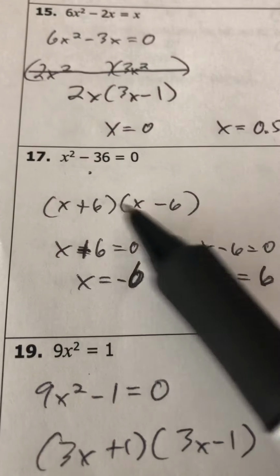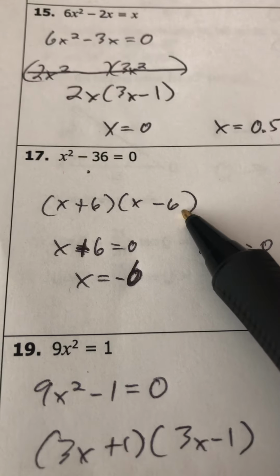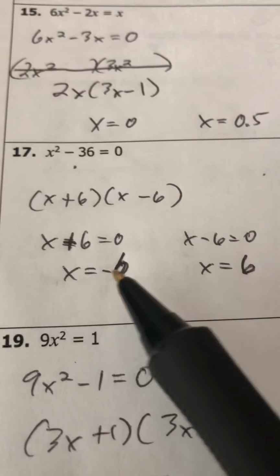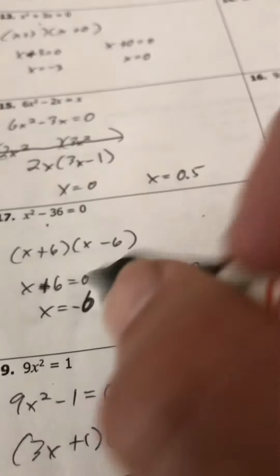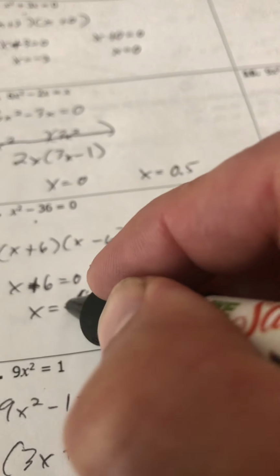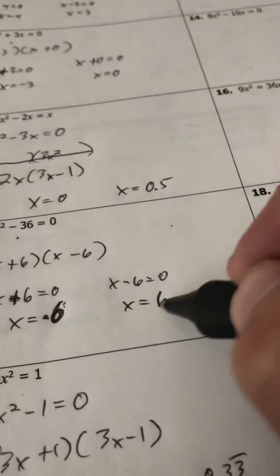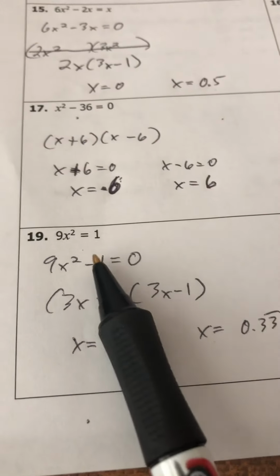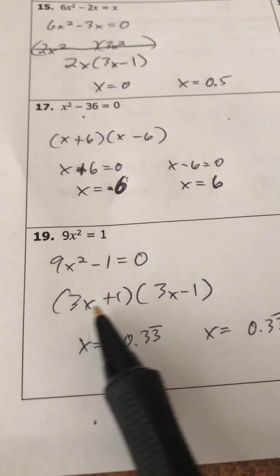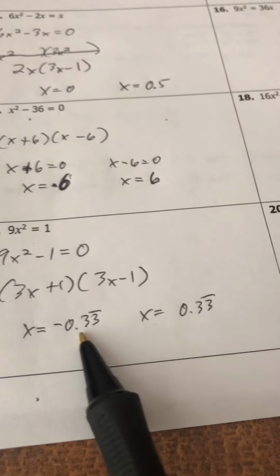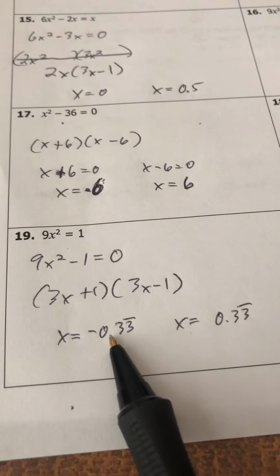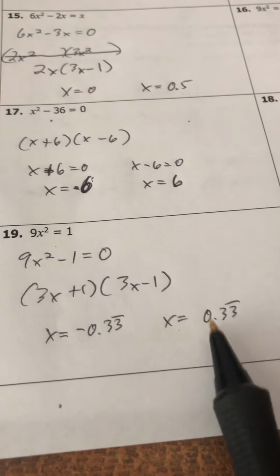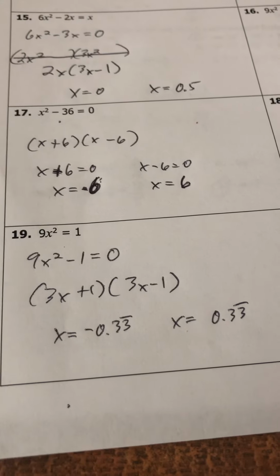This just ends up being x plus 6 and x minus 6, because when I add them together, I get 0. I have nothing in the middle, and that's perfect. X equals, this is supposed to be a 6, negative 6, and this is a positive 6. And then this one just factors out to be 3x plus 1 and 3x minus 1. This ends up being x equals negative 1/3 and x equals a positive 1/3, or as a decimal 0.33, repeating forever and ever.